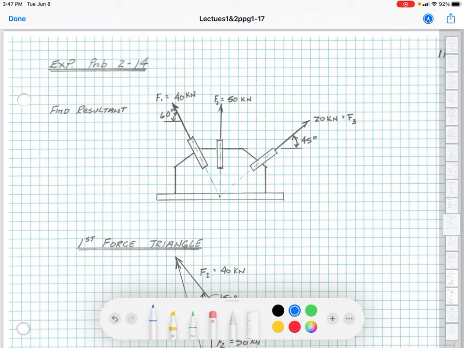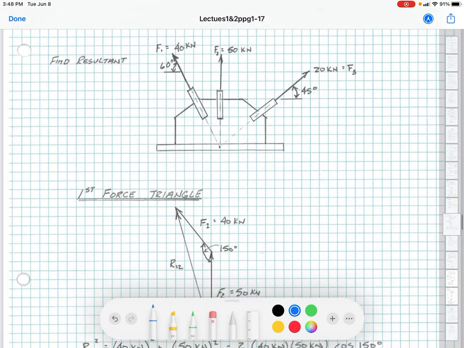And we've got to find the resultant. So we're looking for the resultant vector R123, which is equal to force vector F1 plus force vector F2 plus force vector F3. And we're going to do that in our vector sum, and we're going to use our force triangles.